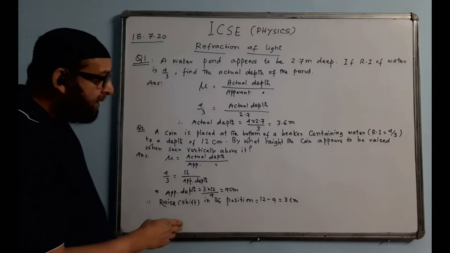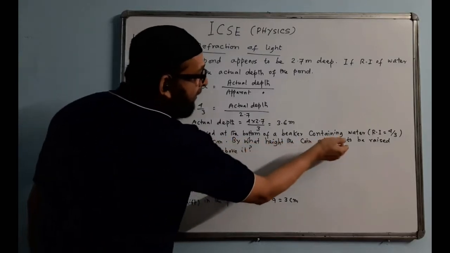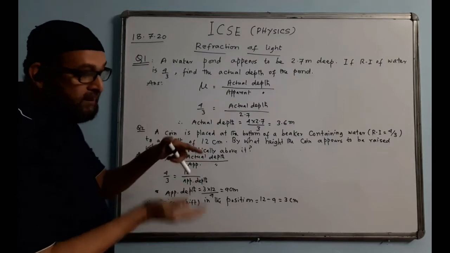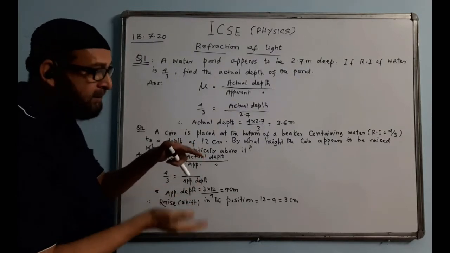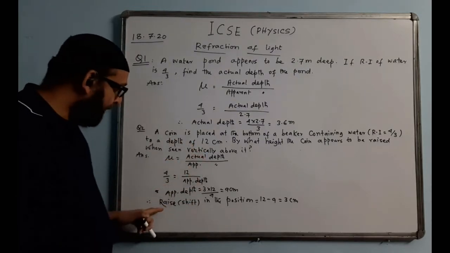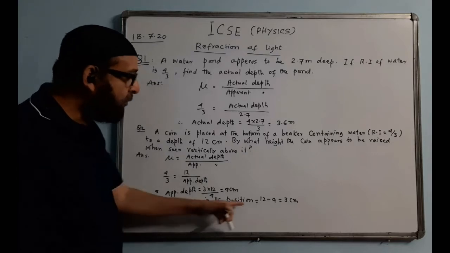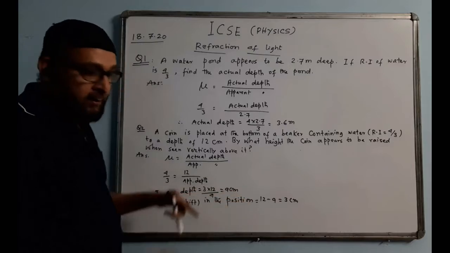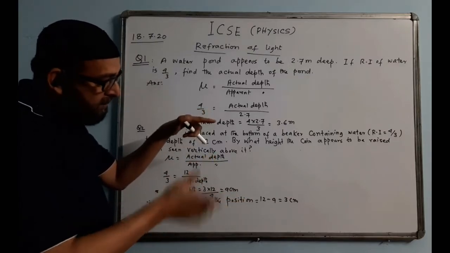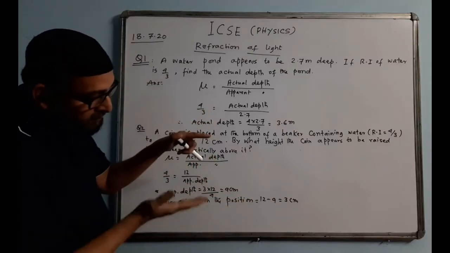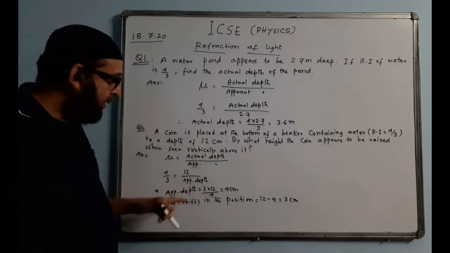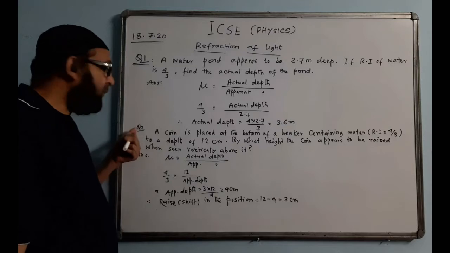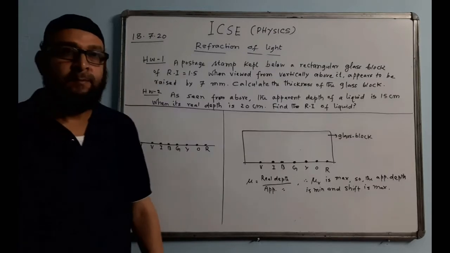But the question is asking you by what height the coin appears to be raised. By how much the coin appears to be raised, that means the shift in the position you have to find. Raise or shift in the position will be equal to real actual depth minus the apparent one. Actual depth and apparent is this much, and minus it we get the position by which it is appearing raised. The answer is coming 3 centimeter here.